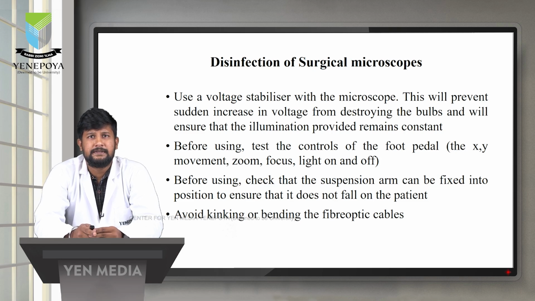Use a voltage stabilizer with a microscope. This will prevent sudden increases in voltage from destroying the bulbs and will ensure that the illumination provided remains constant. Before using, test the controls of the foot pedal. Before using, check that the suspension arm can be fixed into position to ensure that it does not fall on the patient. Avoid kinking or bending the fiber optic cables.